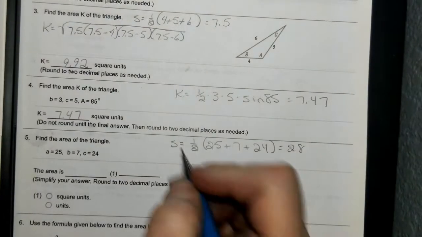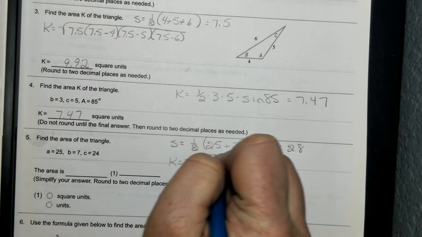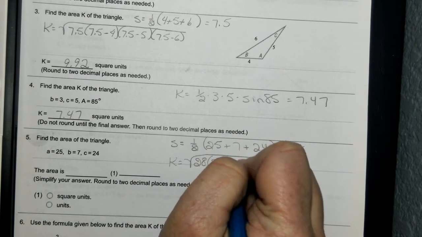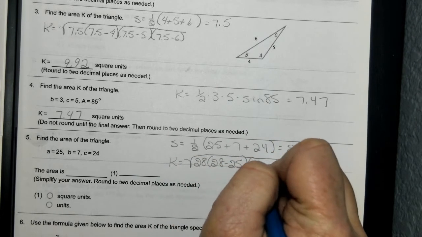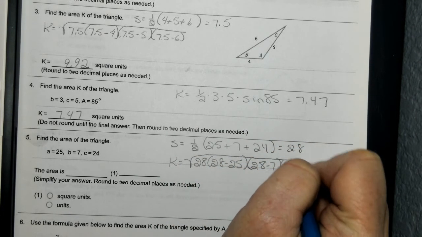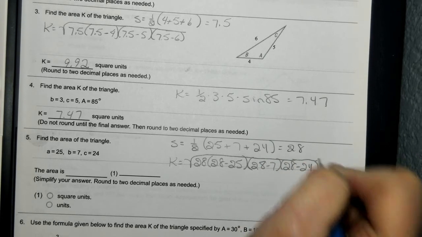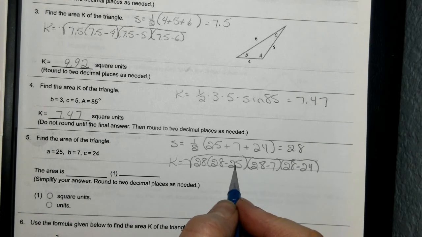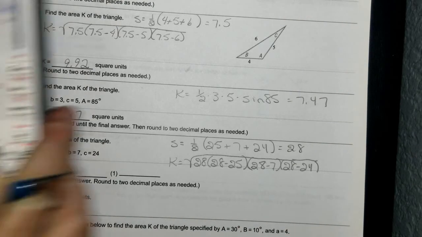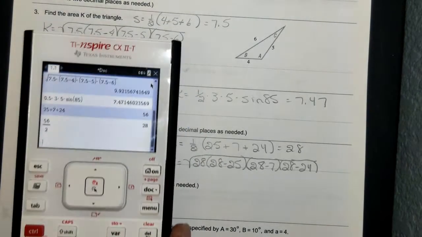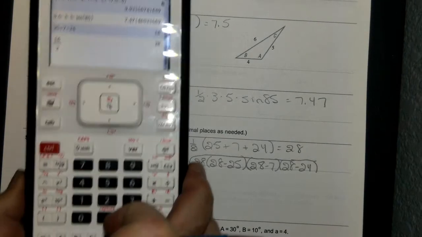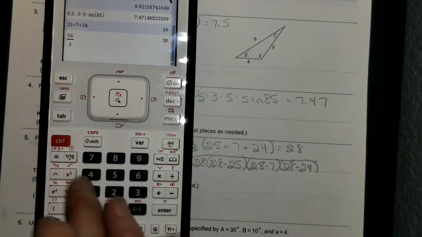All right, so now let's lay out our K equals a big square root, nice and long, 28 times 28 minus 25 times 28 minus 7 times 28 minus 24. All the 28s are S's, and then we have sides 25, 7, and 24. One more time, we'll do this all under the square root sign. So let's see if I can get us there. I think so. All right, control square root.